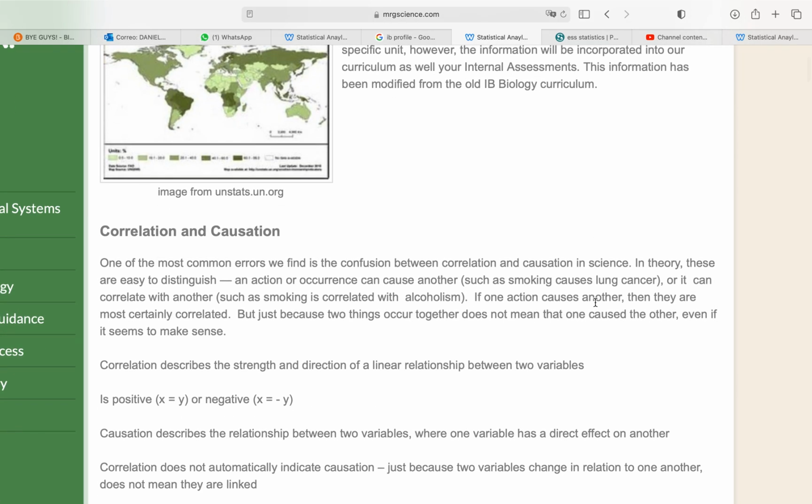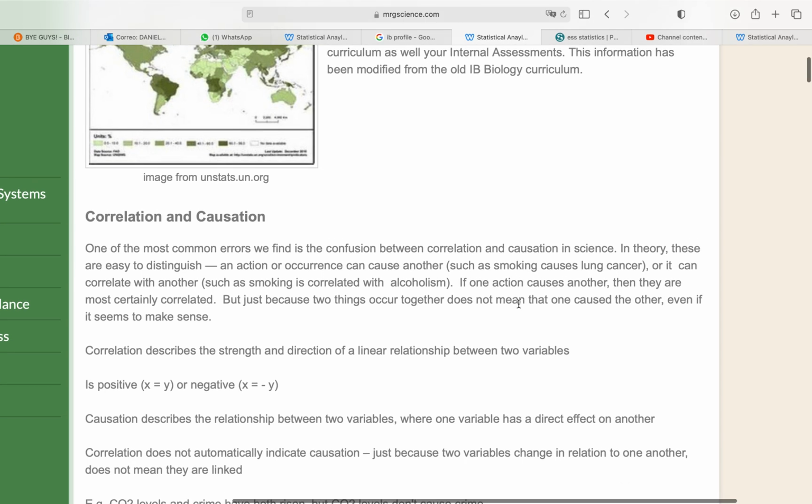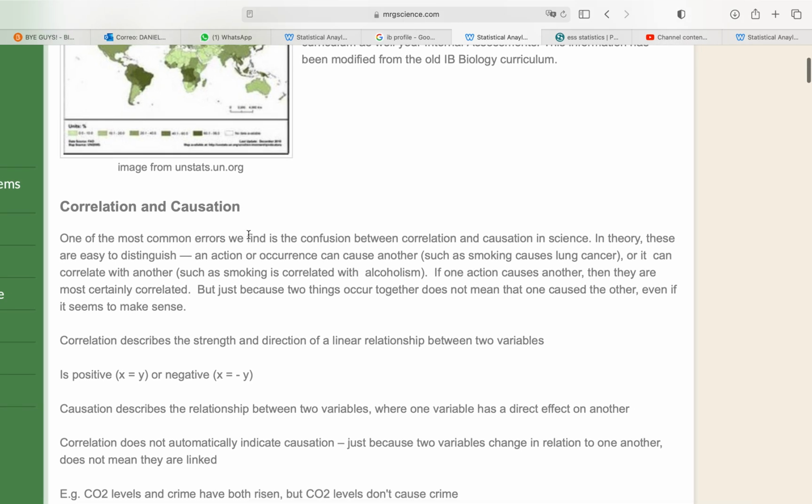Okay, so the first thing that we need to understand is correlation and causation, okay? One of the most common errors is the confusion between these two words. In theory, these are easy to distinguish. Remember, distinguish the differences, right? Okay, an action or occurrence can cause another one. For example, smoking causes lung cancer, right? That is a kind of correlation, such as smoking is correlated with alcoholism is another one. But when we have causation, is if one action causes another one, okay? But just because two things occur together doesn't mean that one caused the other one, even if it makes sense.